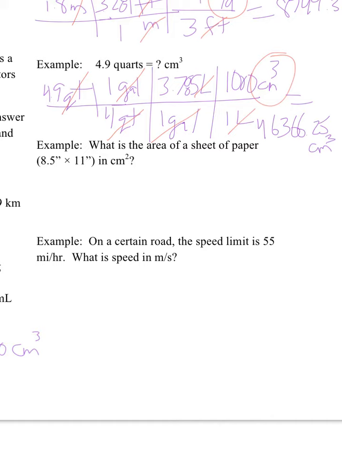So the first thing I have to do is find out the area of the sheet of paper, which means I have to multiply 8.5 inches times 11 inches. So I'm going to do that here just really quick. 8.5 inches times 11 inches, and that's going to give me 93.5 square inches. Okay, that's actually the area of that sheet of paper.